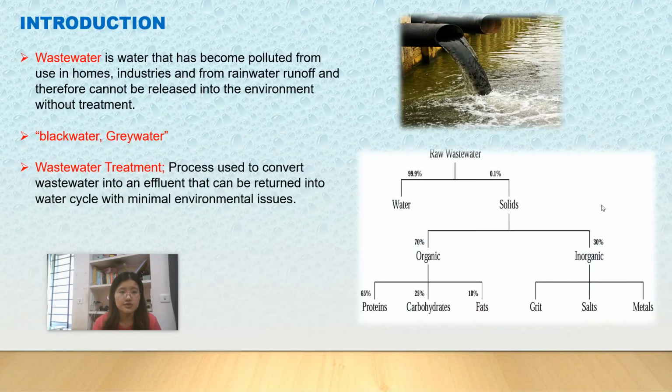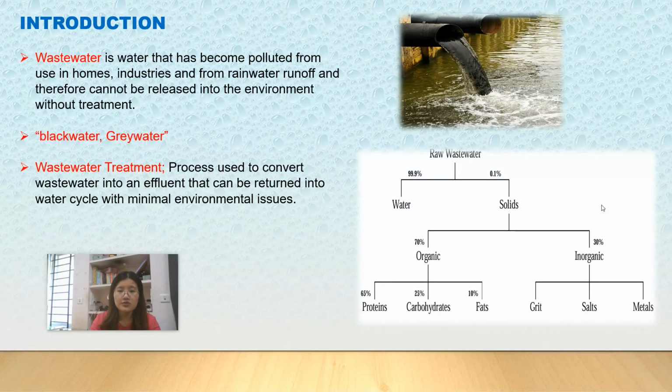So, moving to the introduction, wastewater is the water that has become polluted from use in homes, industries, and from rainwater runoff, and therefore cannot be released into the environment without treatment. While we study wastewater, we also have to learn about terms like black water and grey water. So, what are these? Black water is the wastewater that comes from our toilets and consists of human waste, and grey water is the wastewater that comes from kitchens and laundry machines, which is devoid of human waste.